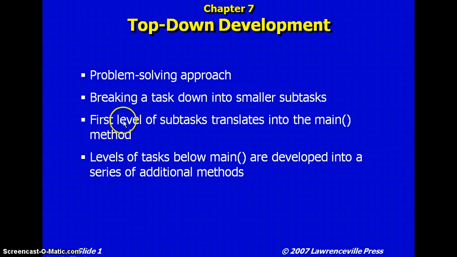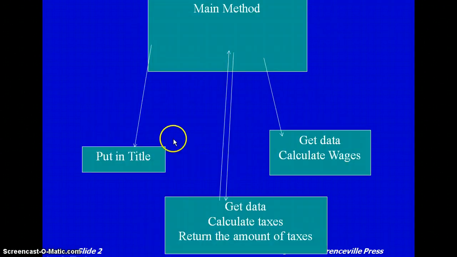We need to also look at having this first level of subtasks translated into the main method. The main method is all we've been using so far. We're going to start using that main method to simply call other methods and other little pieces of code that we can use. One of our goals is to have our main method as tidy as possible with very little code in it. As we look down here at levels of tasks below the main, we're going to create these other methods, and it doesn't matter what order we create them in, it depends on the order that we call them in. And hopefully that again will make a lot more sense as we get into some programs.